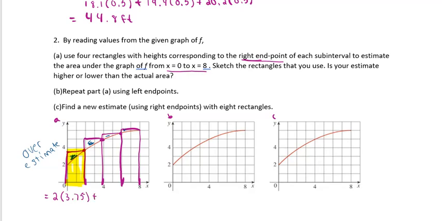Plus, now we need the area of the next rectangle. So the area of this rectangle, again, has a base of 2, and this time we have a height of 5. So we can figure out the area of that rectangle by taking our base of 2 and our height of 5. I'm running out of space, so I'm going to wrap it around again. But here we have a base of 2, and this time it looks like it's a height of 5.75.